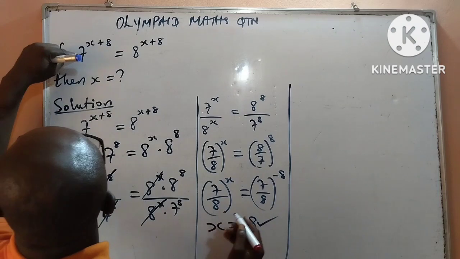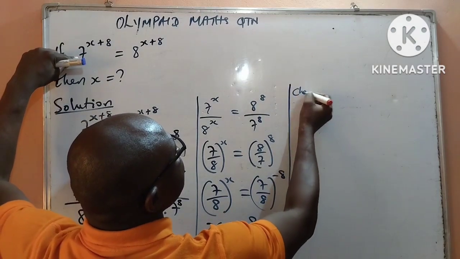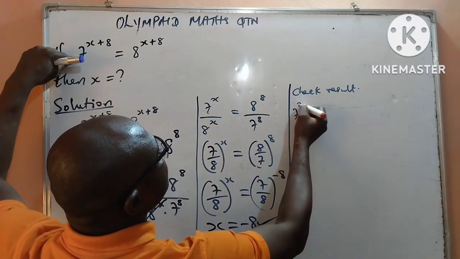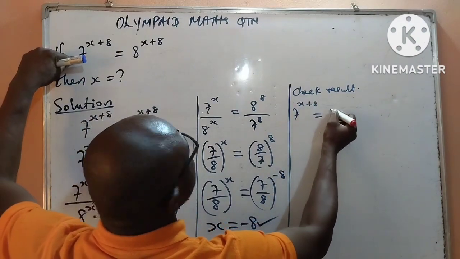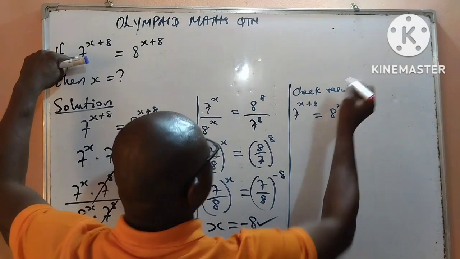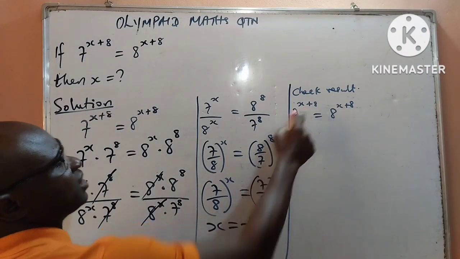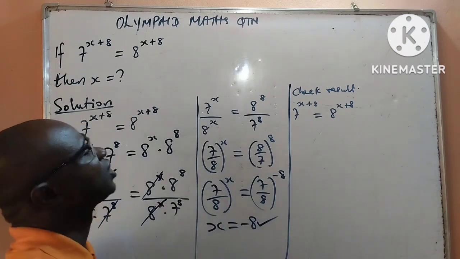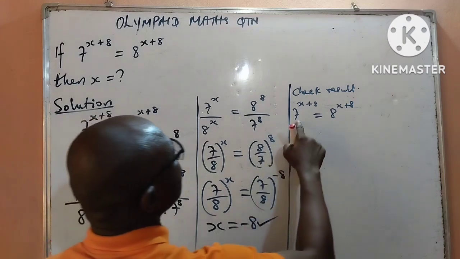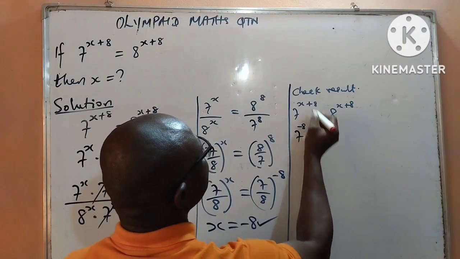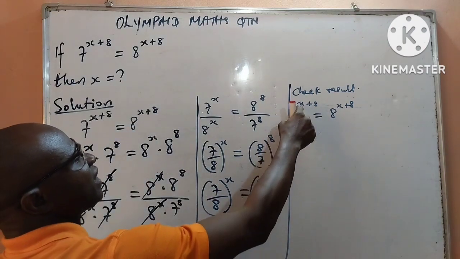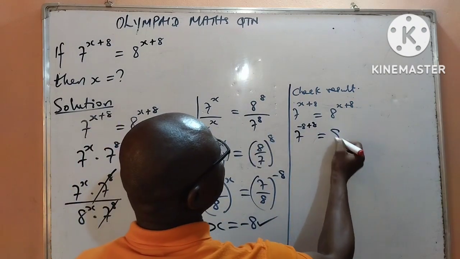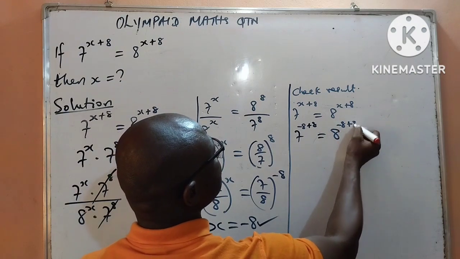Therefore, from the question that I am given, check result. Want to check our result if it is correct. 7 to the power of x plus 8 is equal to 8 to the power of x plus 8. Anywhere I see x in this question, I put minus 8 to see if both sides of the equation will be equal. Therefore, I will now write 7 to the power of negative 8, I am now replacing the value of x to be negative 8, then plus 8 is equal to 8 to the power of negative 8 plus 8.